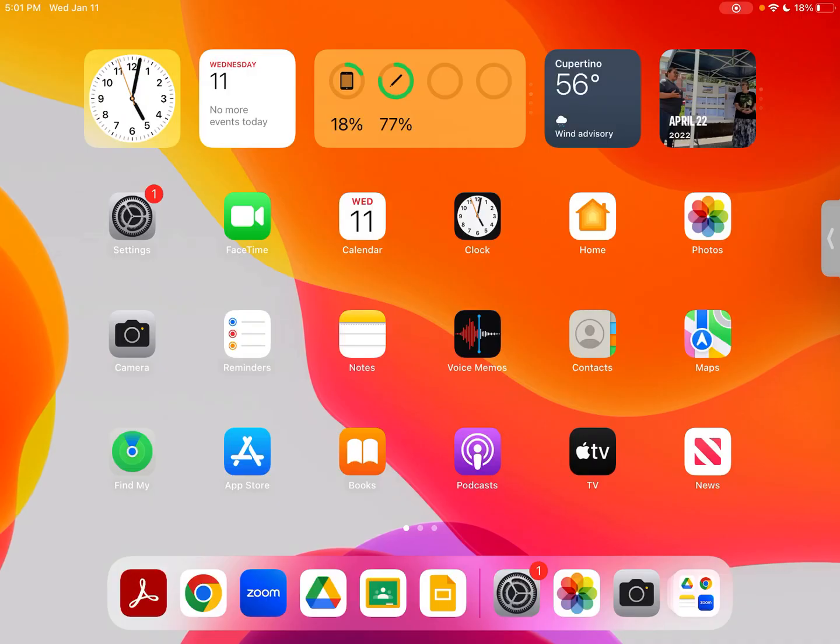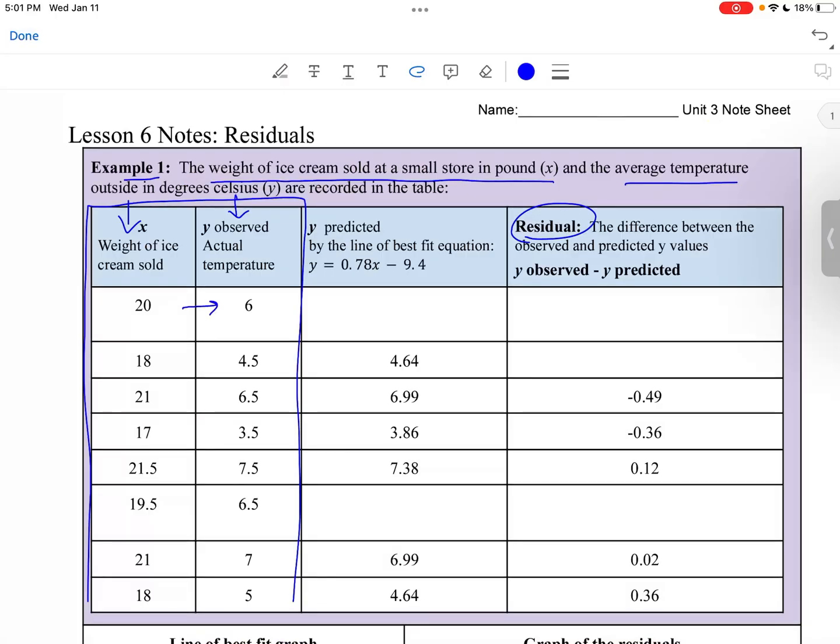So going back to our note sheet, now we're going to record that information, and we're going to see how that's calculated. How you calculate the residual is you find out what is predicted by the line of best fit. For this ice cream situation, when you did that digital worksheet, this should have been the equation that you got. The slope is 0.78 with a y-intercept of negative 9.4. So we're going to plug in the x value and see what the predicted y value would be. This was the actual y value.